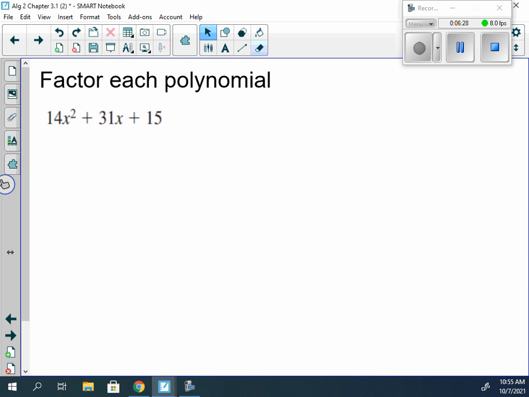Is there a greatest common factor between 14x squared, 31x, and 15? No. Because the only real factors of 14 are 1, 2, 7, and 14. Well, 15 is 1, 3, 5, and 15. So we know those two don't have a greatest common factor. The whole thing won't. So we can move on to step number 2.